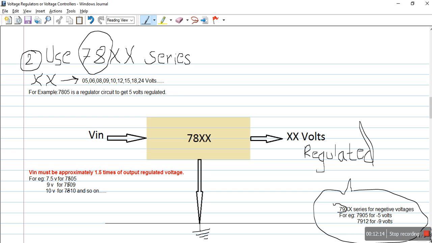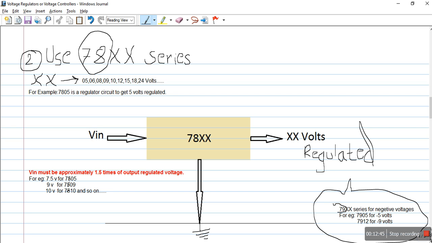You can use the 78XX series. This is a series of ICs that is produced by manufacturers. Here XX stands for the various voltage levels. When you say 7805, it will give you 5 volts regulated voltage. 7806 will give you 6 volt. When I say 7818, it will give me 18 volt regulated voltage.